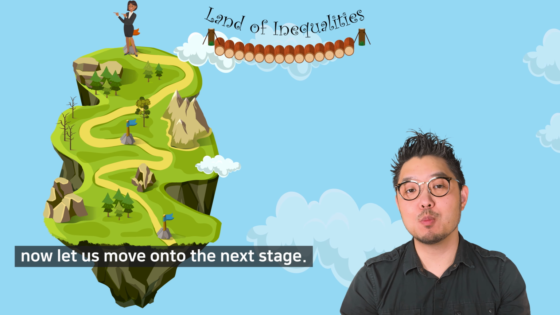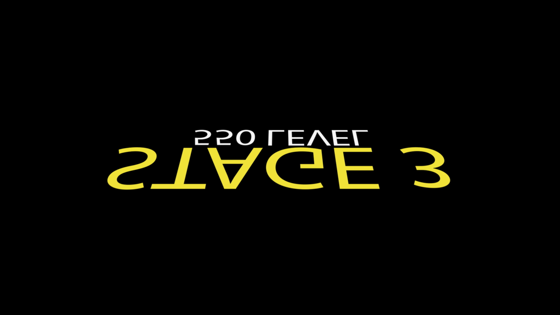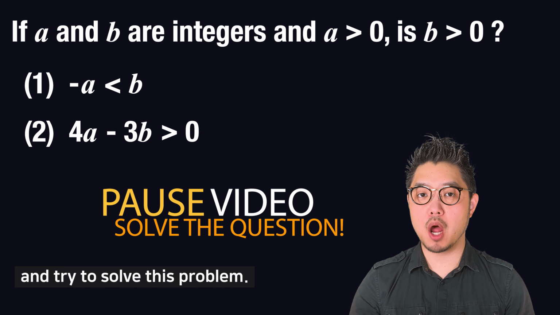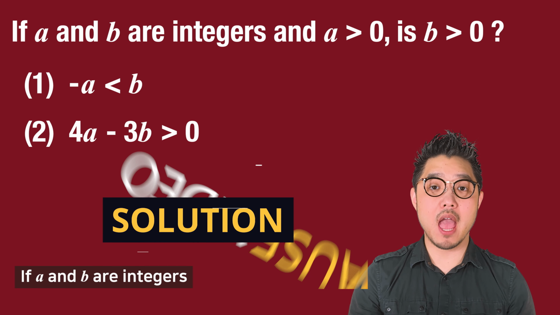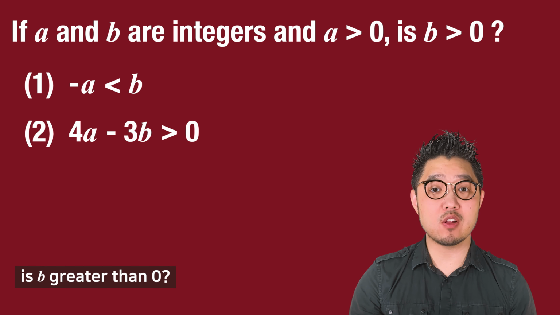Good job! Now let us move on to the next stage. This one is a 550 level question. Pause the video and try to solve this problem. If a and b are integers and a is greater than 0, is b greater than 0?